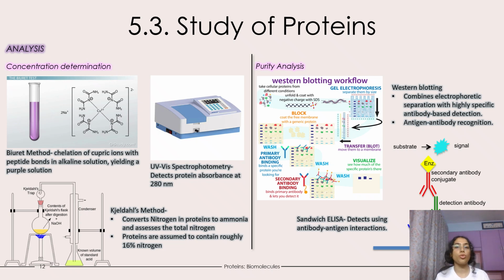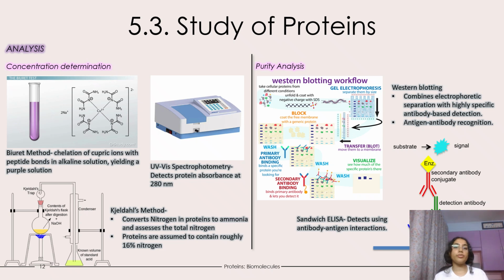Under spectroscopic method, we have UV-Vis spectrophotometry, which detects protein absorbance at 280 nanometers due to aromatic amino acids like tyrosine and tryptophan. It's accurate, sensitive, and non-destructive for microgram quantities when properly calibrated. We can even use fluorescence assays, which use fluorescent dyes to bind to proteins for detection.